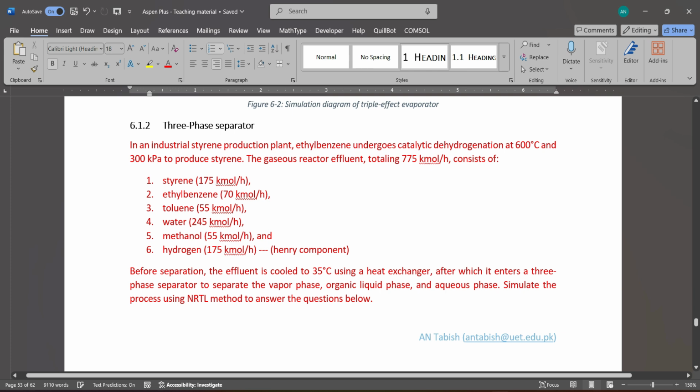Before separation, the effluent is cooled to 35 degrees Celsius using a heat exchanger, after which it enters the three-phase separator to separate the vapor phase. The vapor phase in this case will primarily be hydrogen along with vapors of other highly volatile components. The organic liquid phase will consist of styrene, ethyl benzene, toluene, and part of the methanol, as well as the aqueous phase. The aqueous phase will be water and part of the methanol. So we are asked to simulate this process using an NRTL method to answer the below questions.